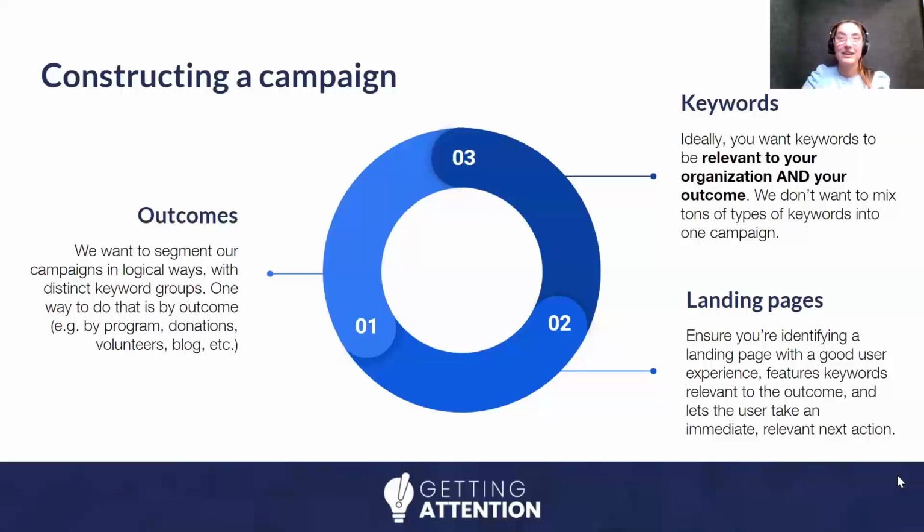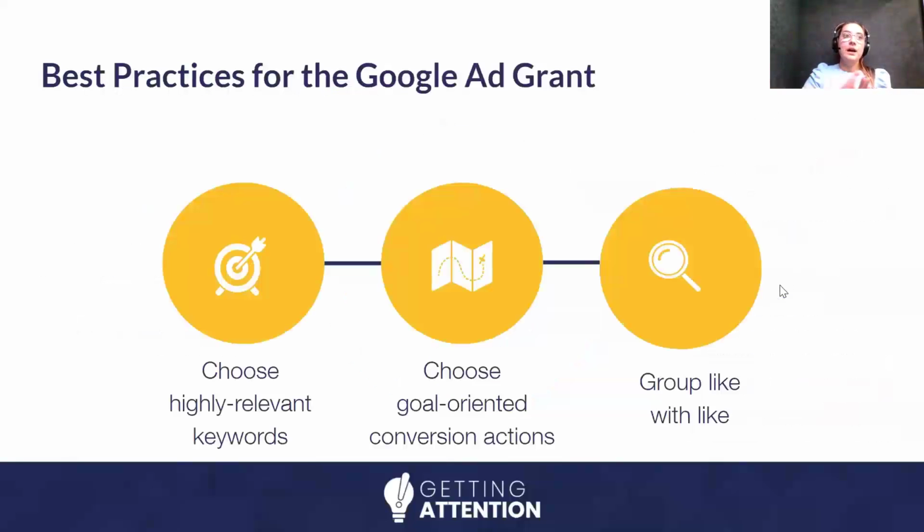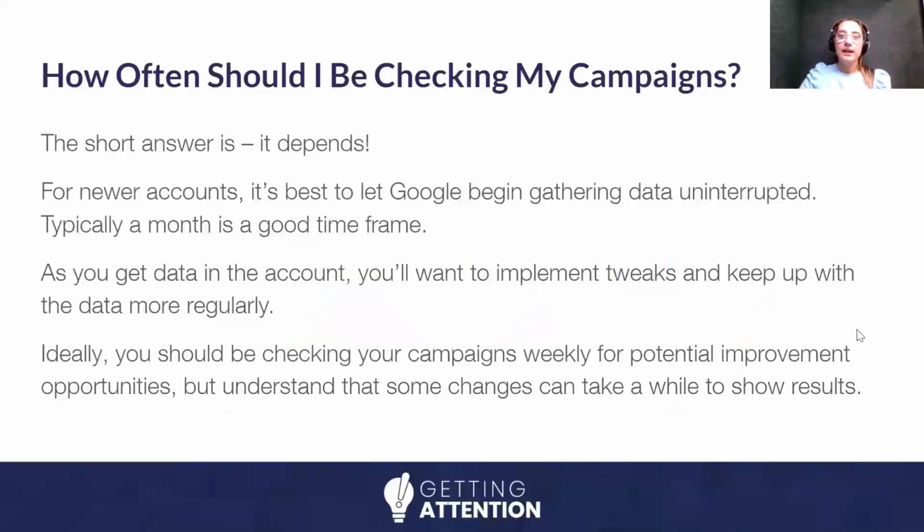Great, perfect. And then the last thing is when you are grouping keywords, you want them to be relevant to your organization and your outcome. So I would not really recommend mixing all of your different keywords into one campaign. The effect of that is just going to be that Google's going to get a little confused and not really be able to figure out who it should show what to. So segmenting it and grouping like with like is usually a good way to do that. So this pretty much just reinforces what I already said. Choose highly relevant keywords, group like with like, choose goal oriented conversion actions.